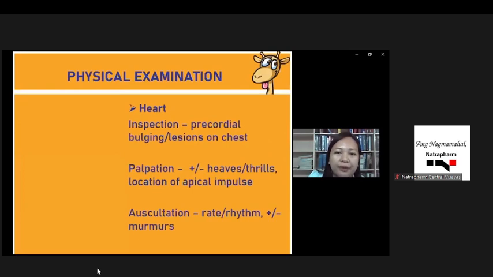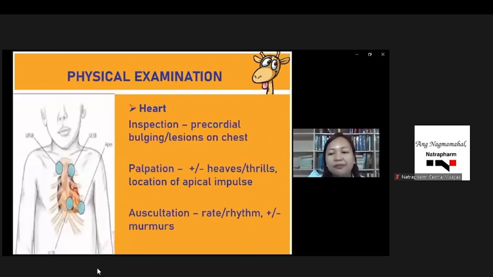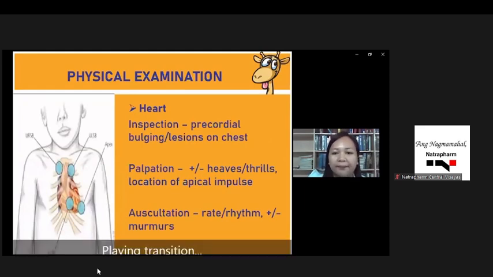So we need to inspect for presence of precordial bulging, lesions in the chest, and palpate for presence of heaves, thrills, presence of murmurs, and the location of the apical impulse. So from birth to 3 years old, the point of maximal impulse or the apex beat is at the fourth intercostal space, left mid-clavicular line, and usually moves into the fifth ICS, left mid-clavicular line as the child grows.